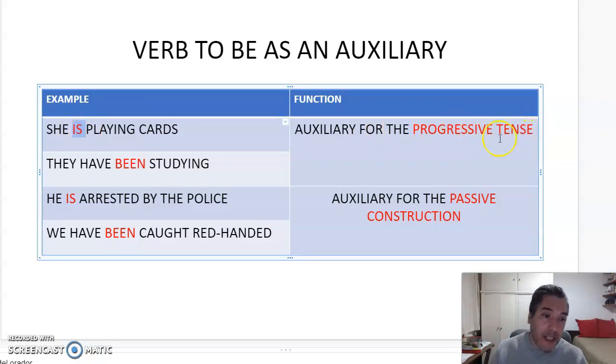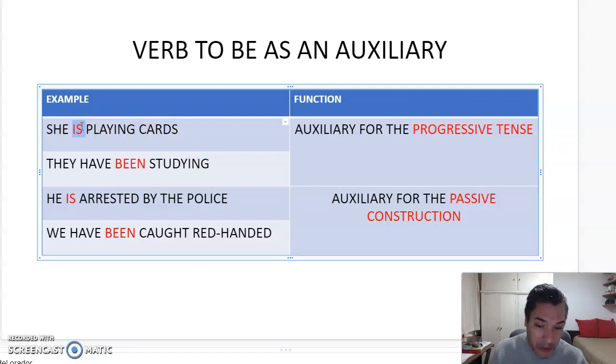Okay? When I say progressive tense, I am talking about the ing form. And I am talking about, for example, presente continuo, as you remember, or pasado continuo, or futuro continuo. Okay? So, if you say, she is playing cards, ella está jugando cartas, she is playing cards, okay? Sometimes, you may listen to native people, okay, people from England or people from the United States, who says, she playing card. She playing card. Okay, they don't even say is.